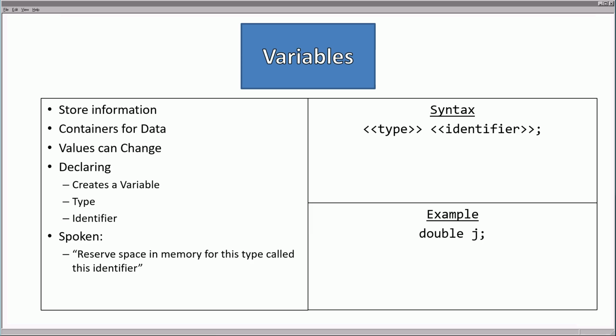The first thing that we need to do to use variables is declare them. This creates that space in memory to store that information. And the way that we create them is by using what's called a type, followed by an identifier. Just like a programming language is very similar to a natural language, think of it this way. You are communicating with the system. You are saying, reserve some space in memory for this type called this identifier.